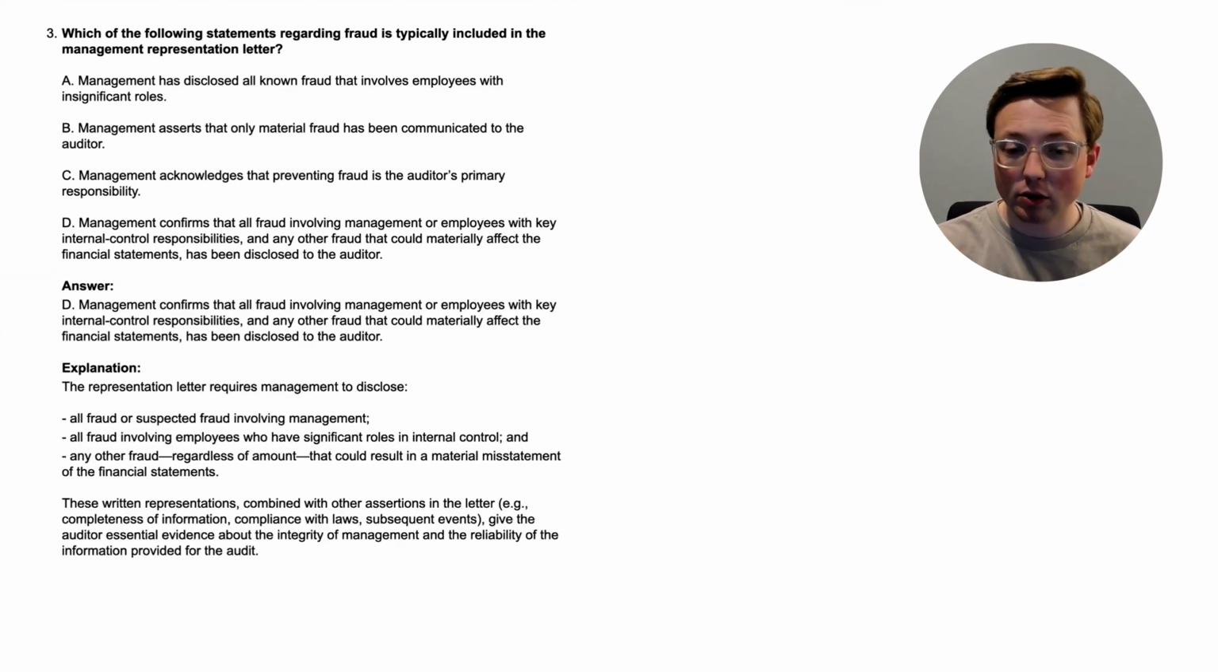Management confirms that all fraud involving management or employees with key internal control responsibilities and any other fraud that could materially affect the financial statements has been disclosed to the auditor. Again, you probably could have guessed that that was the correct answer because it was way more detailed than the other ones, but that's not always the case. At any rate, let's read the explanation.